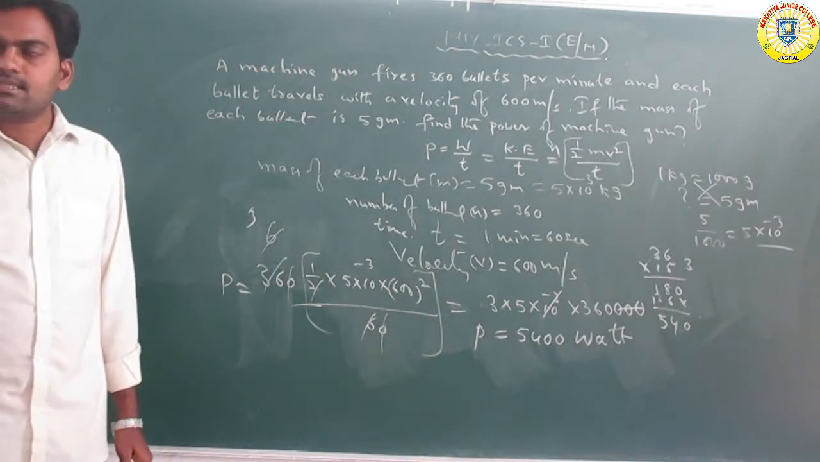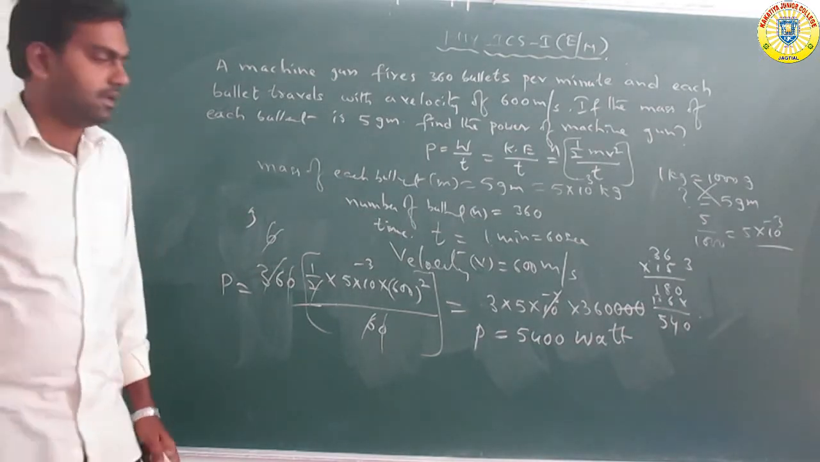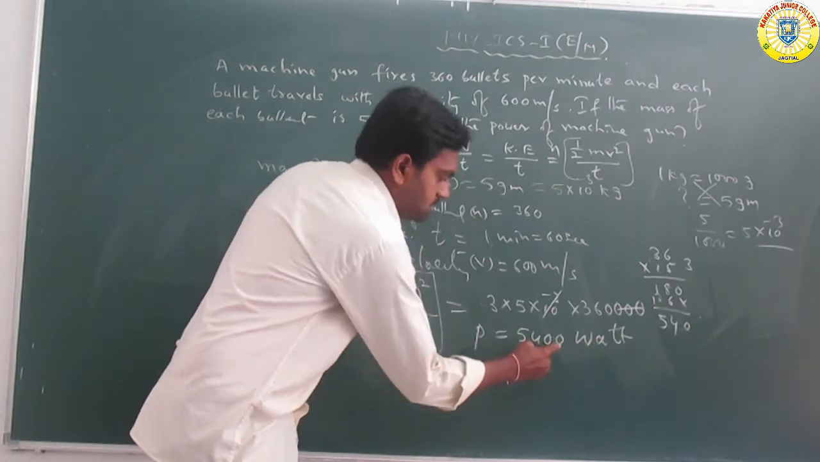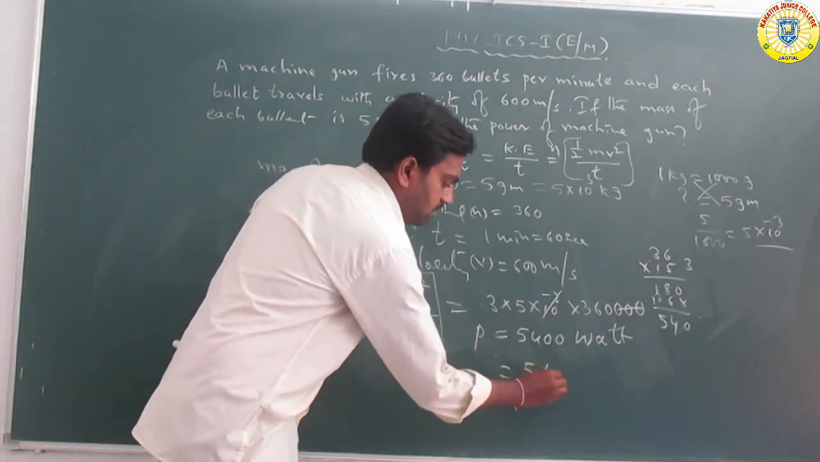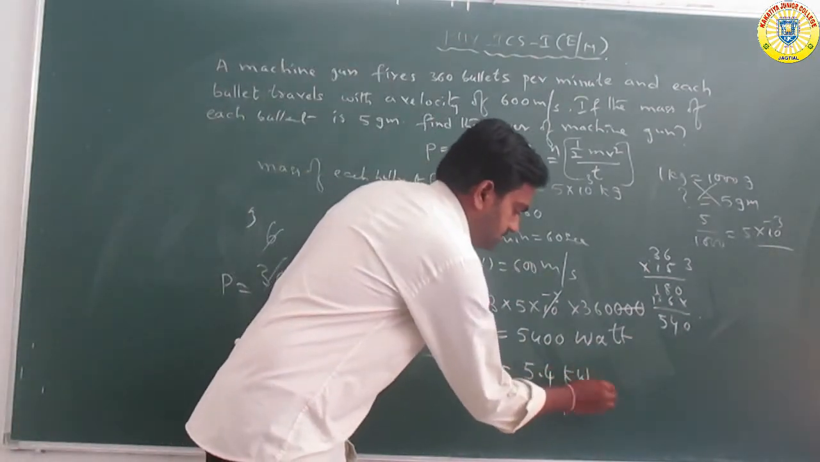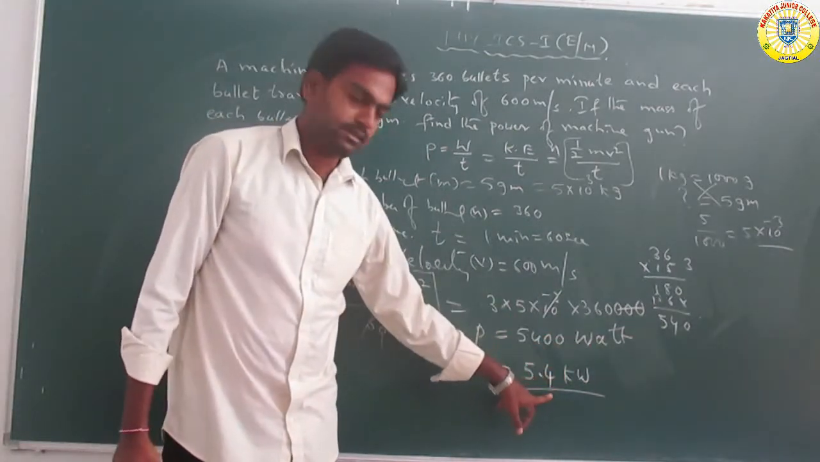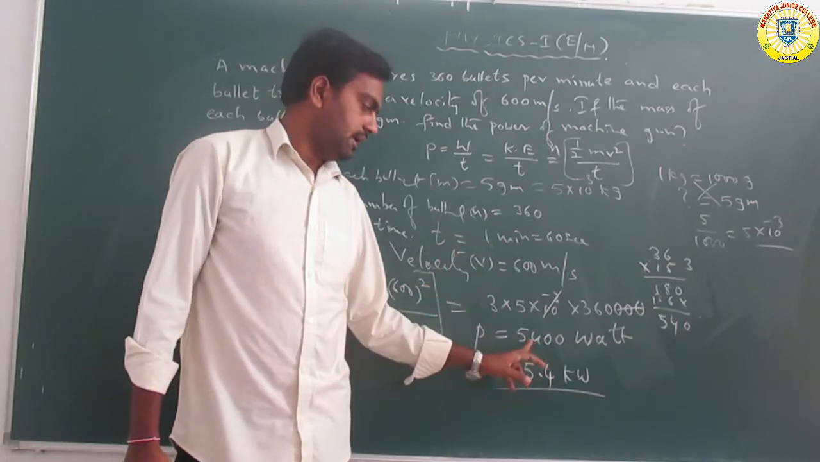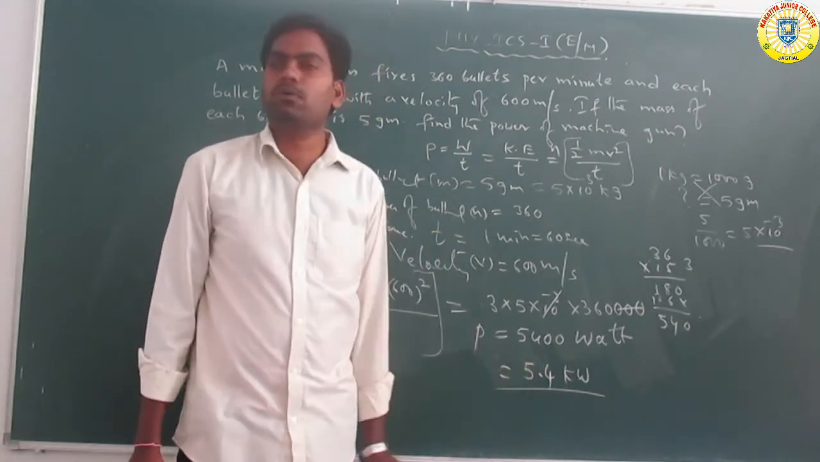Now the watts is converting to kilowatts. Kilo means 1000, so we divide by 1000. Moving 3 digits to the left and putting the decimal point, we get 5.4 kilowatts.